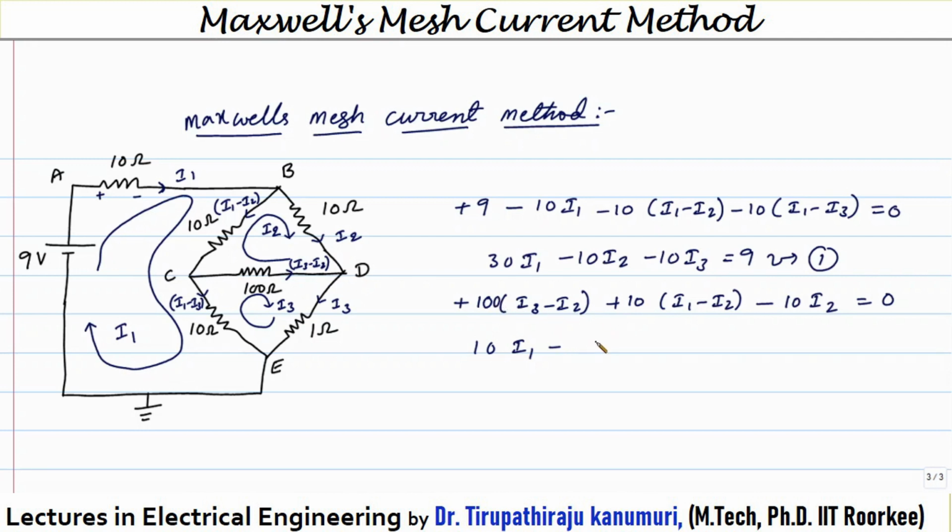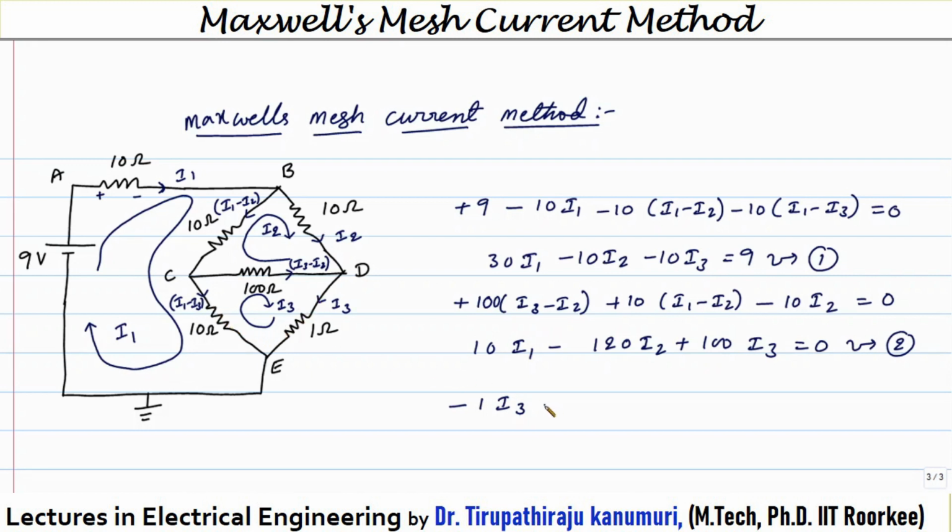So 10 times of I1 minus 120 times of I2 plus 100 times of I3 will be equal to 0. So I am taking this as equation number 2. Similarly in the third mesh, if you are applying through this 1 ohm, I am going in the current direction. So minus 1 times of I3, because I am going in this direction only.